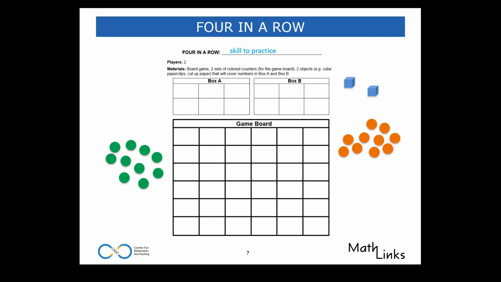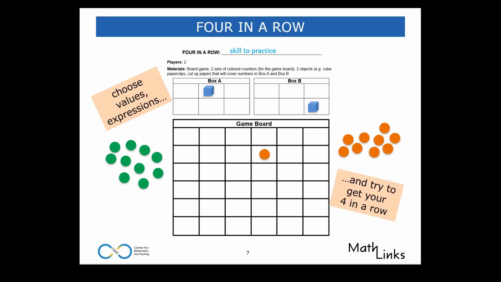On to 4 in a row, which might seem very familiar because it's similar to the commercial game called Connect 4. The first player to get 4 of their counters in a row, either horizontally, vertically, or diagonally, is the winner. Using 2 of some kind of objects, players choose a value or expression from box A and box B, then perform the required mathematical skill and place their counter on the appropriate result to strategically get their 4 in a row. Let's take a look at an example.